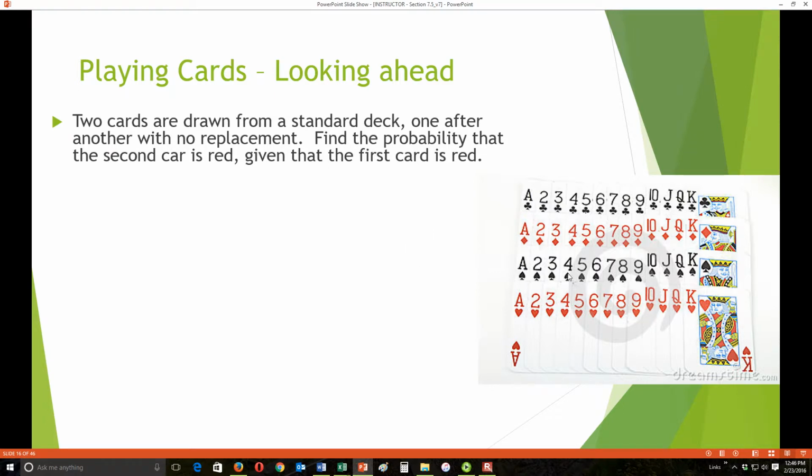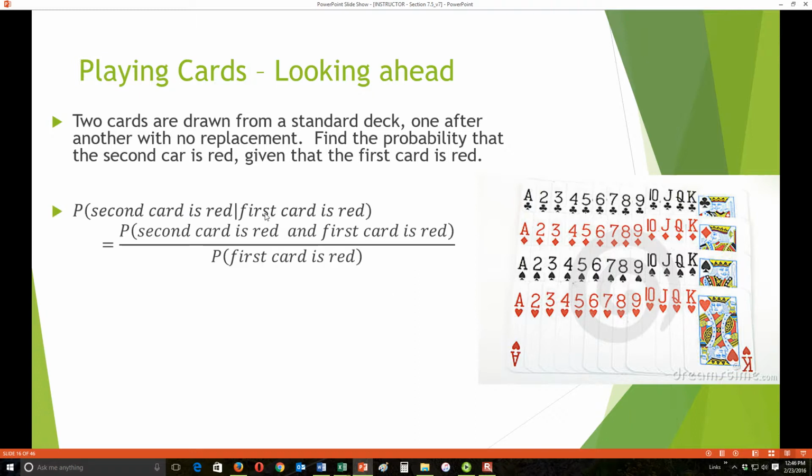A standard deck of cards has 52 cards in it, half of which are black and half of which are red. I want to find the probability that the second card is red, given that the first card is red. This is the probability the second card is red and the first card is red, divided by the probability the first card is red. Again, all I'm talking about is the probability that the second card is red. I don't care about the probability of the first card. I only care about the probability of the second card.